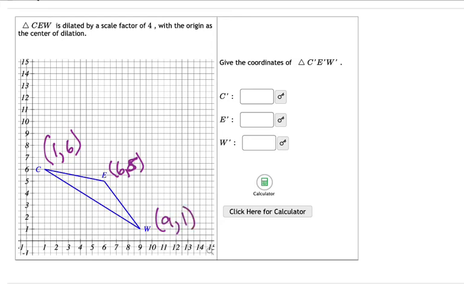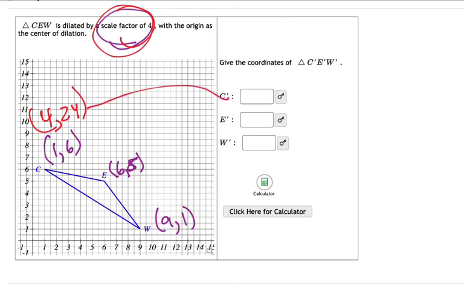If the scale factor is 4, then all you really need to do is multiply both the x and y values by 4. So C prime would be (4, 24). E prime would be (24, 20). Once again, multiplying both the x and y values by 4. And W prime would be (36, 4).